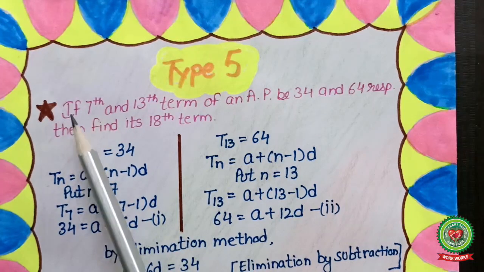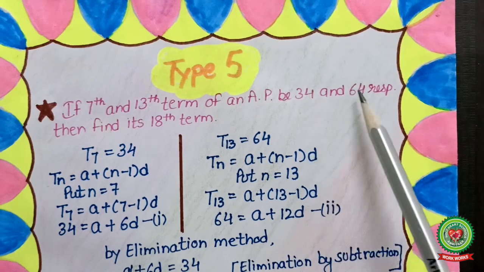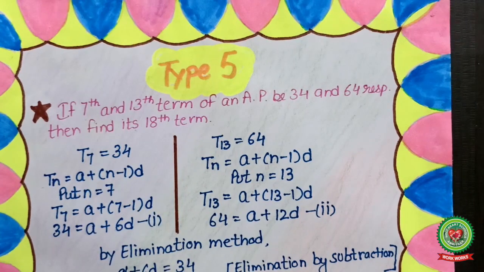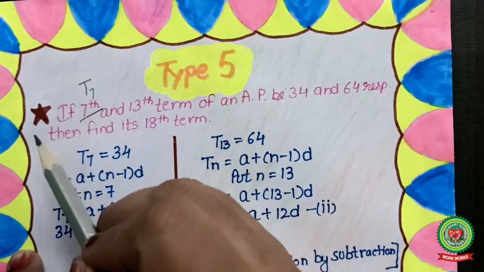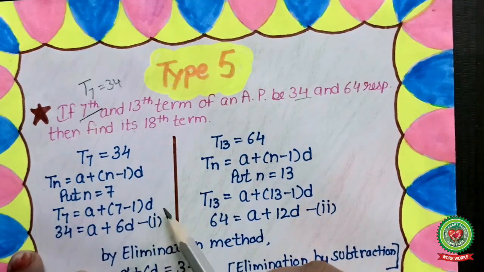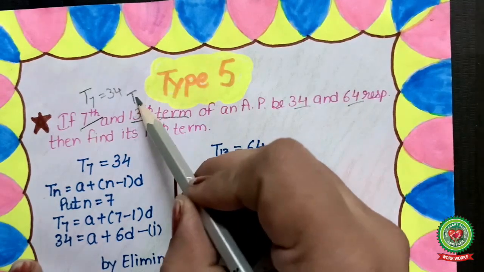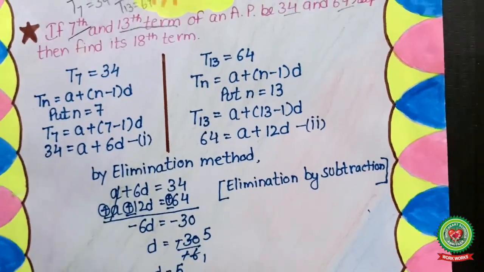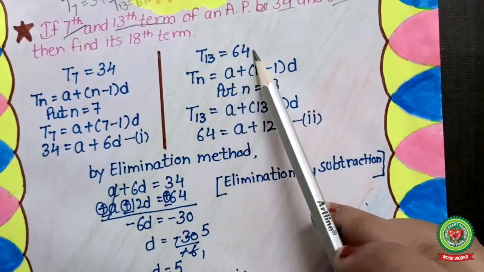Statement is, if 7th and 13th term of an AP be 34 and 64, then find its 18th term. Now, in this statement, what is given to us? 7th term, that means T7, how much? That is 34. That means T7 is equal to 34. Next, 13th term is also given, that is 64. T13 is equal to 64.